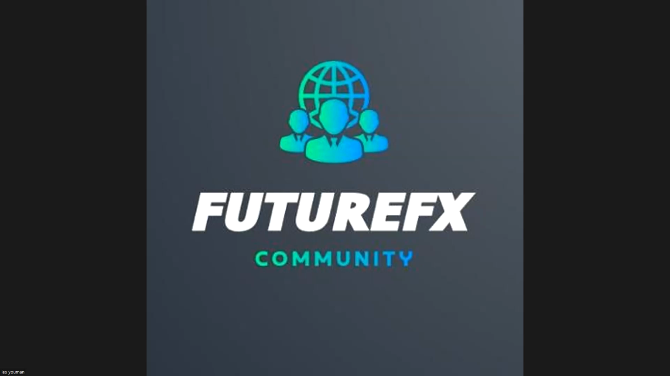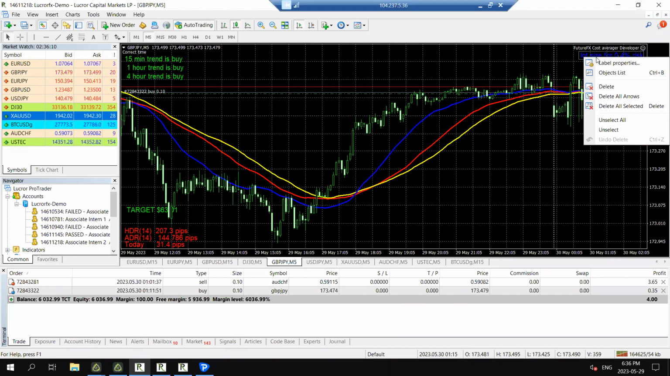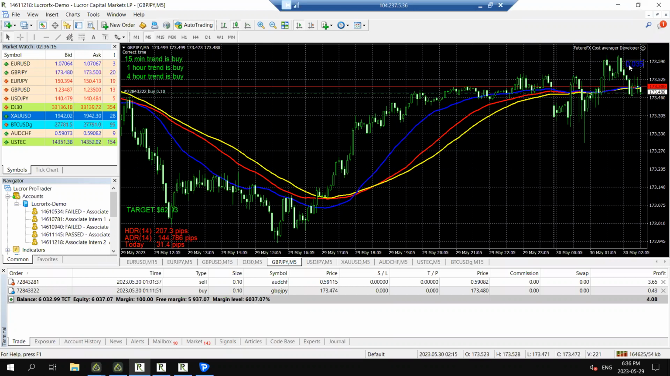I wanted to take you through a new feature that I'm adding to Cost Averager. Alrighty, so everything else is still the same. Sorry, this is just left over from where I had Trend Trader on. Okay, so this is just all Cost Averager, the usual buy thing there, and we have the target.